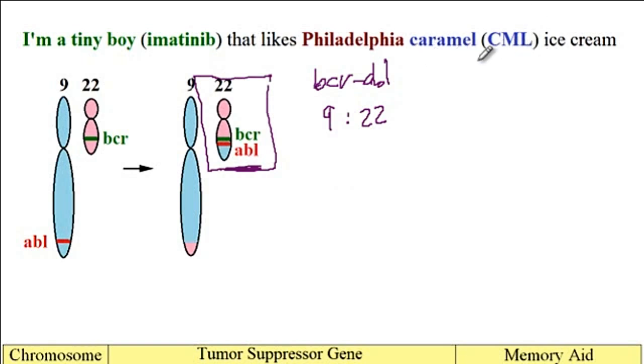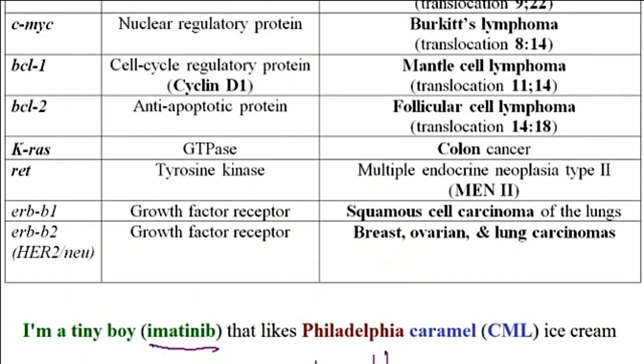So caramel stands for CML, which stands for chronic myelogenous leukemia. And then for the treatment of these patients, we provide them with imatinib. So I'm a tiny boy. Imatinib is used for the treatment of CML caused by the Philadelphia chromosome.